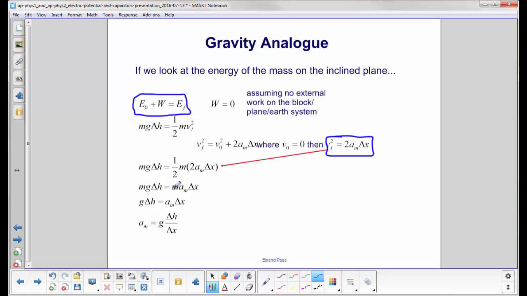We notice that we have m's that can cancel out. We notice that this 1/2 cancels the 2, and we wind up with g delta h is the acceleration of the mass times delta x, where delta x is the distance it's sliding down the incline, h is the height of the incline, and we come up with the acceleration of the mass is g times the change in height divided by the change in distance sliding down the incline. So if we have the incline like this, this is your x term and this is your h.